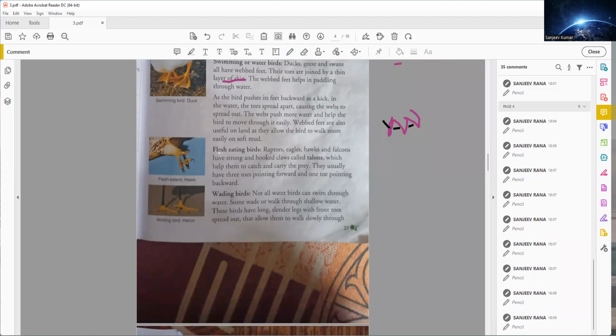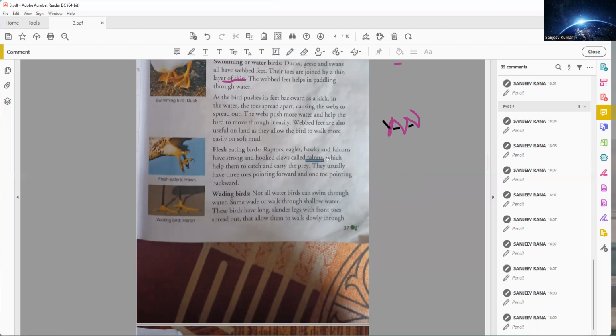Then coming to the flesh eating birds. What comes to mind with flesh eating? Eagles, hawks. So they have strong and hooked claws. See this? This is very important. You can just underline it and put a point on this because this is usually asked. That is called talons. Okay, they have hooked claws, which are called talons.